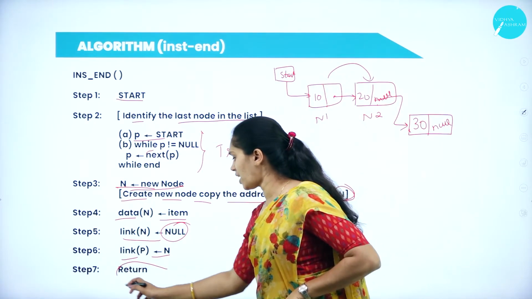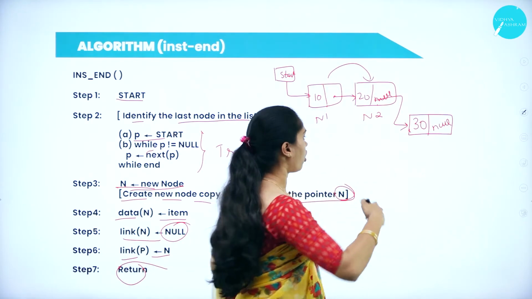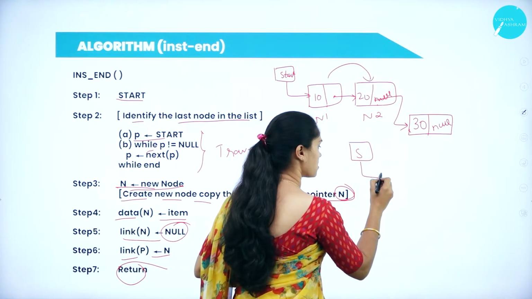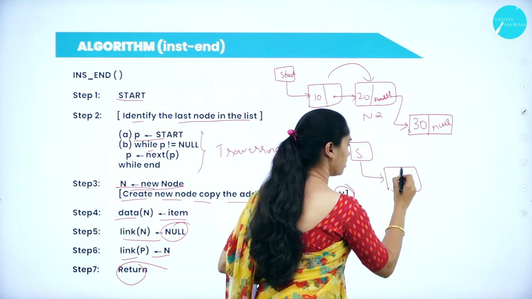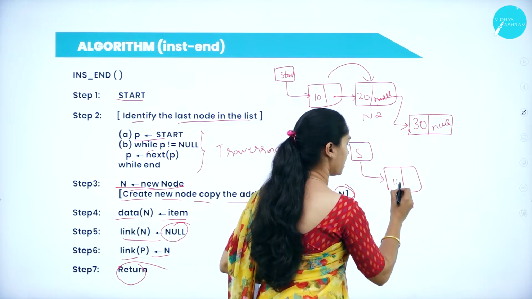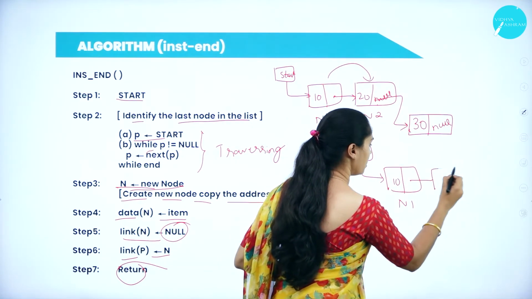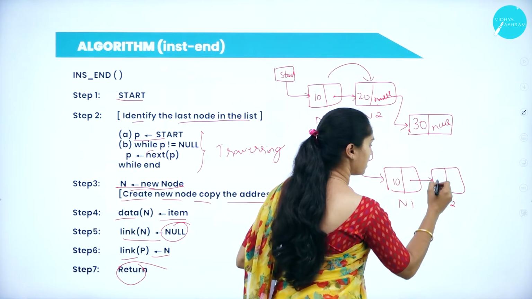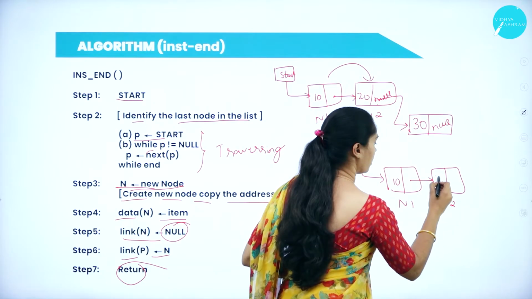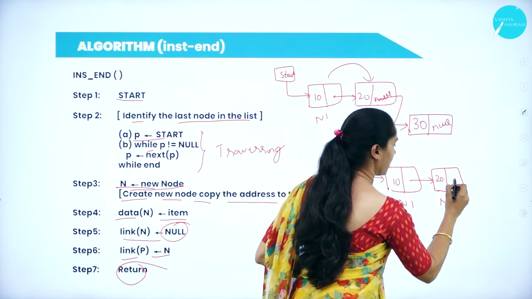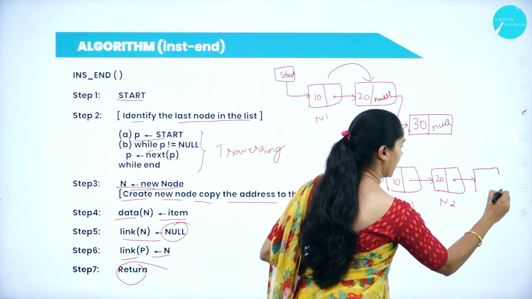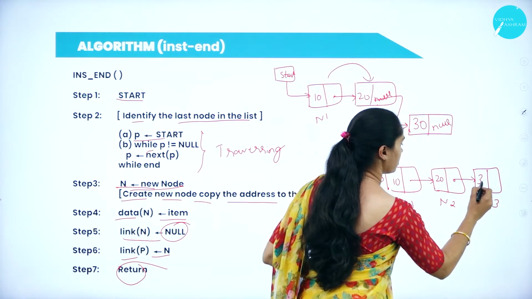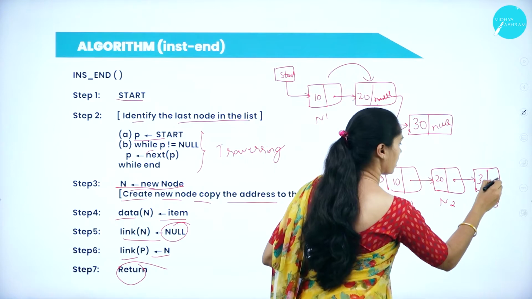At last we are going to return. So after creation of a linked list, this is going to appear like this. The start pointer will point to node 1. So the data is 10 and it is pointing to the second node, that is n2. Instead of having null as the link of this n2, it will point to the newly created node, that is n3. So its information will be 30 and this will become null now.